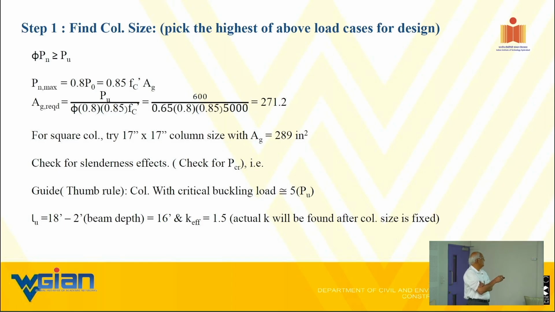Check for slenderness effect. This is a thumb rule. What we are assuming, if the column has a bending column with critical buckling load, is roughly 5 times, that's a thumb rule. So this is the effective value between the column center to center, 18 feet minus 2 feet, which is the beam depth. The K effective, we will talk about that later. I'm just assuming for illustration purposes that K effective is 1.5.